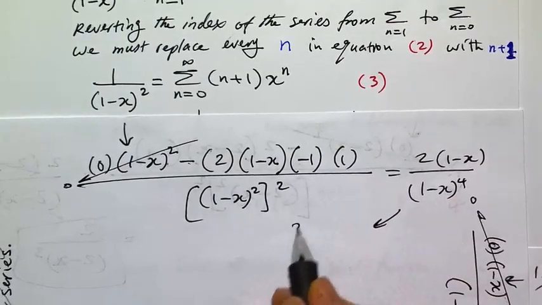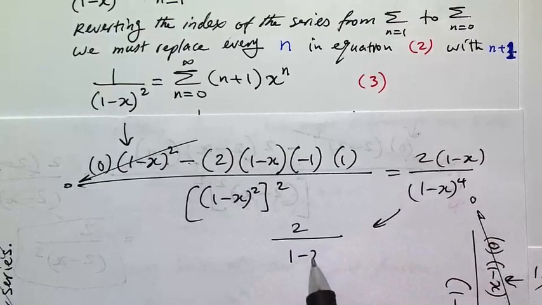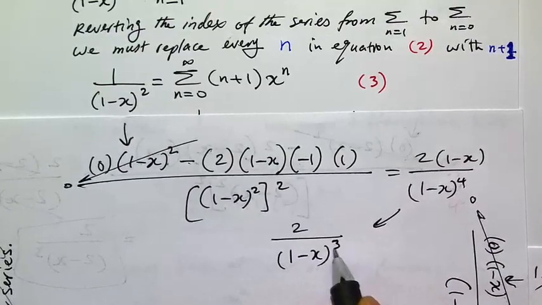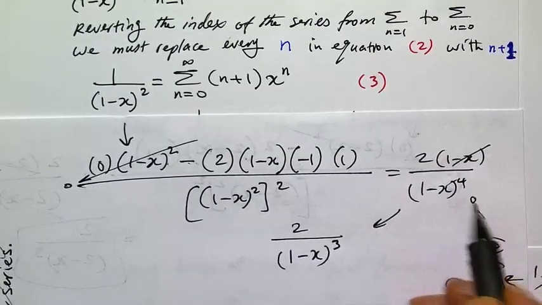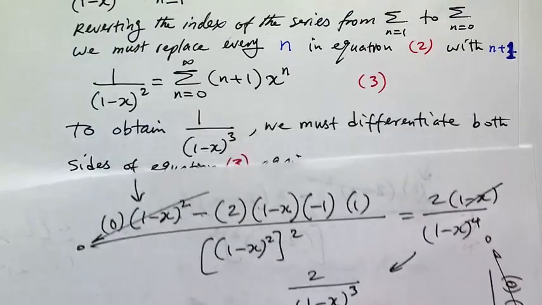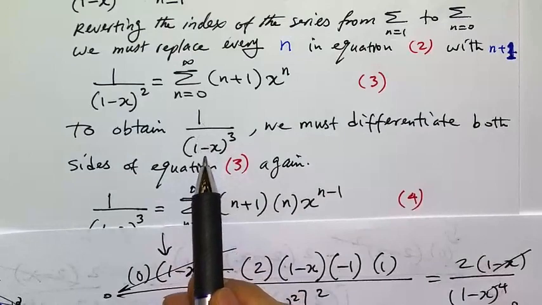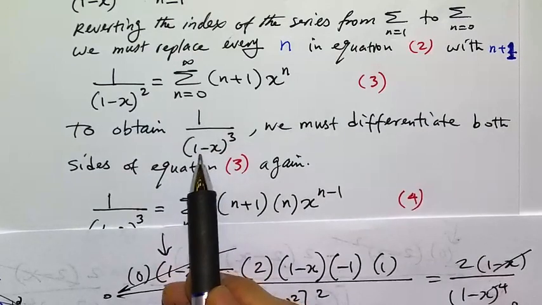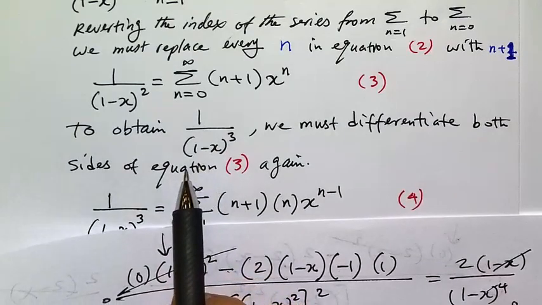And then simplifying that, I get 2 over 1 minus x cubed. But I have 1 over 1 minus x cubed. So that's where the error happened.